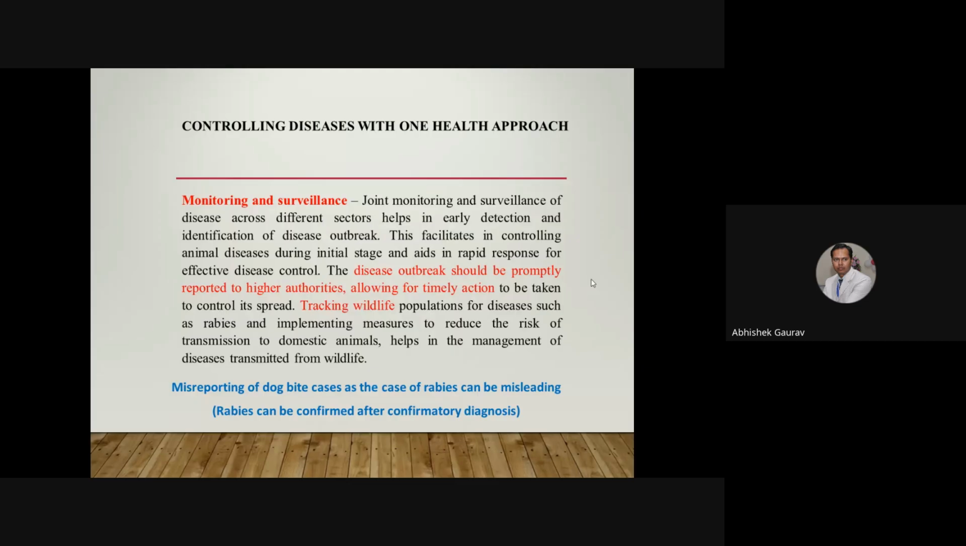Second point is monitoring and surveillance. The disease outbreak should be promptly reported to the higher authorities. Whenever you find any disease outbreak emerging, you must report it to the higher authorities for timely action. And we also have to track the wildlife, because there are many zoonotic diseases coming from wildlife sites, like the sylvatic zoonoses. There are many; rabies is also coming. So to control rabies and other sylvatic zoonoses, we have to track the wildlife.